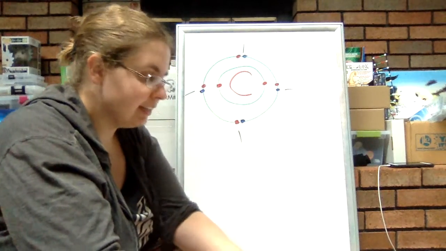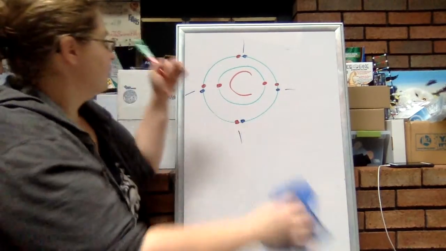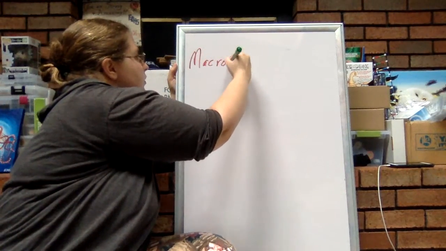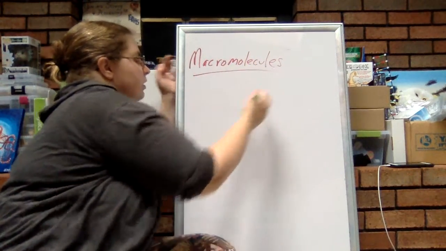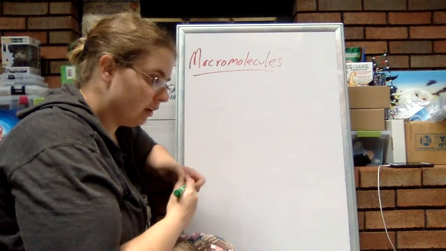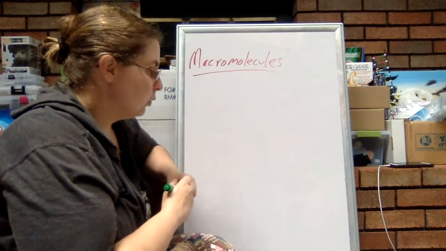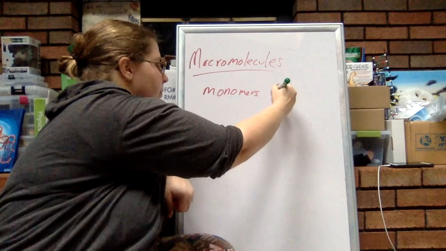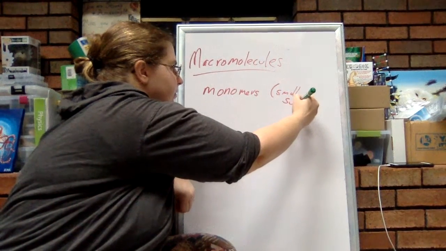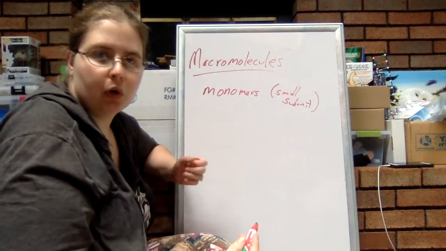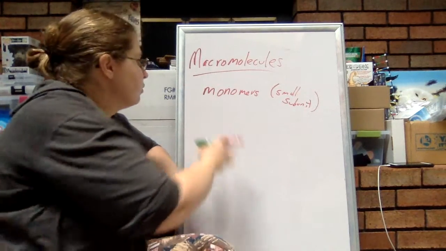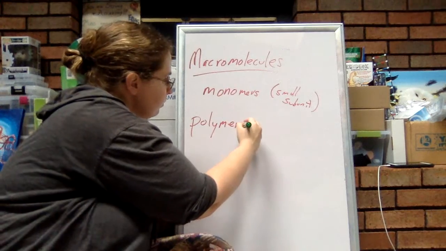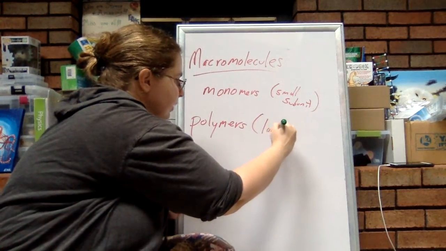Now, when we make these long chains, a lot of times they'll have repeating sequences. So these macromolecules, they're long chains, and a lot of times within that long chain, you will see repeating sequences. So we call these smaller subunits monomers. Small subunit. So mono meaning one, mers refers to meros, which is essentially parts. So one part. And then when you have a whole bunch of these monomers together, you have something called a polymer. This is a large unit, large molecule.